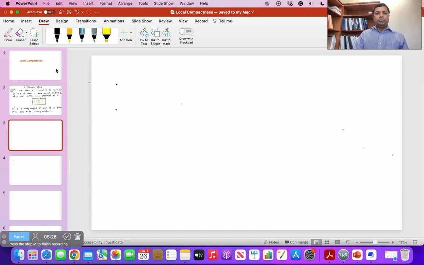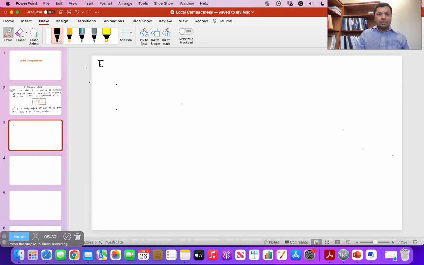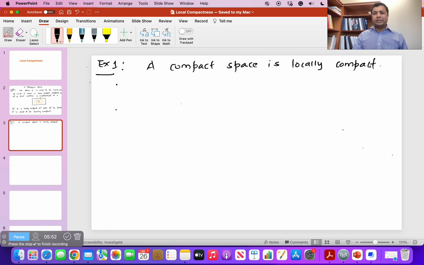Now let me give you a couple of examples of locally compact space. Example number 1: a compact space is locally compact. This is quite an obvious result. If you have a compact space, then that space is locally compact.